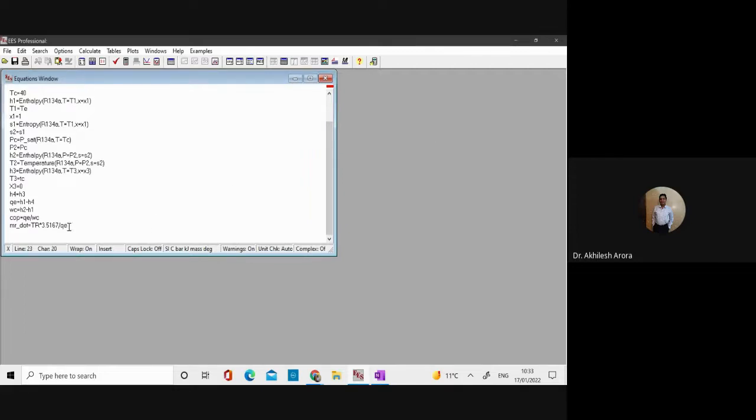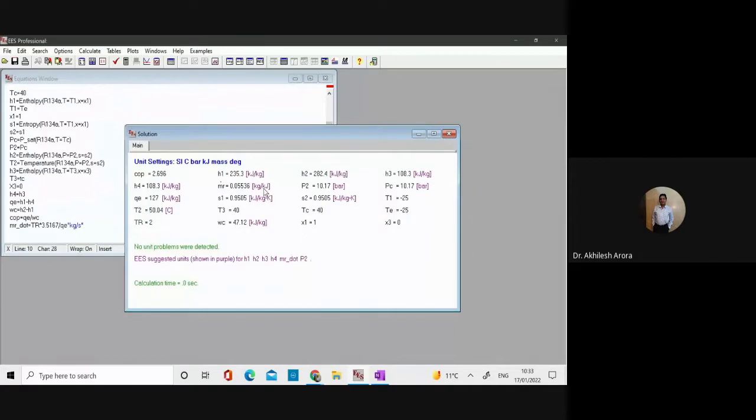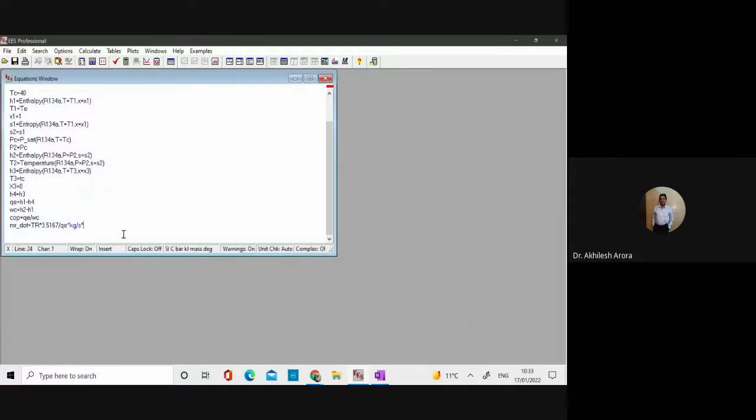So don't worry, this answer is correct. The units are kg per second. So I can write it here also, kg per second. Probably it will give it in the answer also. So we can change it. I will tell you how to change it. So this is for your reference.